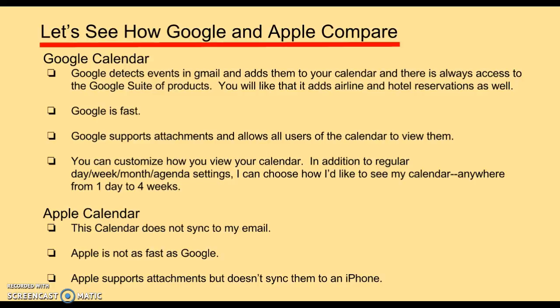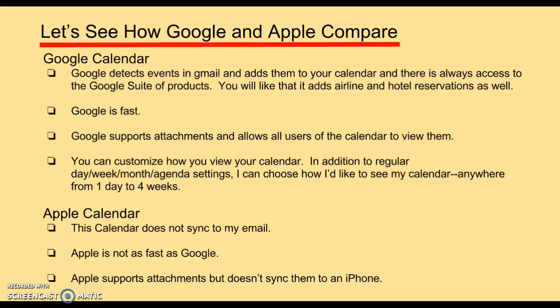You can customize how you view your calendar. In addition to regular day, week, month, and agenda settings, I can choose how I'd like to see my calendar, anywhere from 1 day at a time to 4 weeks, and anywhere in between.